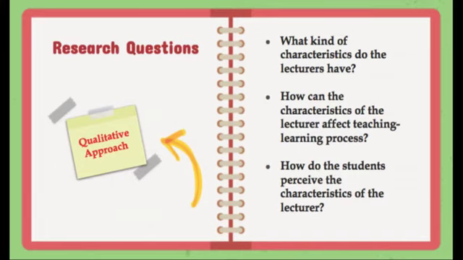Now we come to the research question sub-chapter. Based on the background of the research, we can formulate our research questions as follows. The first question is, what kind of characteristics do the lecturers have? And the second one, how can the characteristics of the lecturers affect the teaching-learning process? The third question is, how do the students perceive the characteristics of a lecturer?